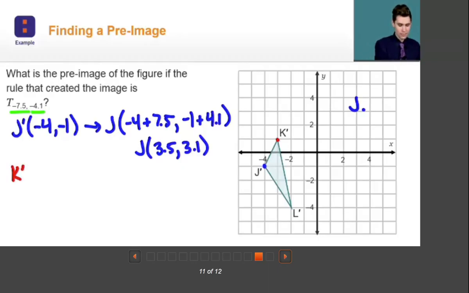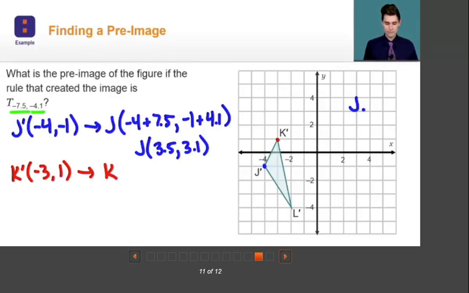K prime is located at (-3, 1). We're going to work backwards to find point K. So we take -3, we're going to add 7.5. So that's going to give us 4.5. And we're going to take the y value from K prime, 1. We're going to add 4.1, the inverse operation. That's going to give us 5.1. So K is located about right here. And finally, let's take a look at the last vertex.